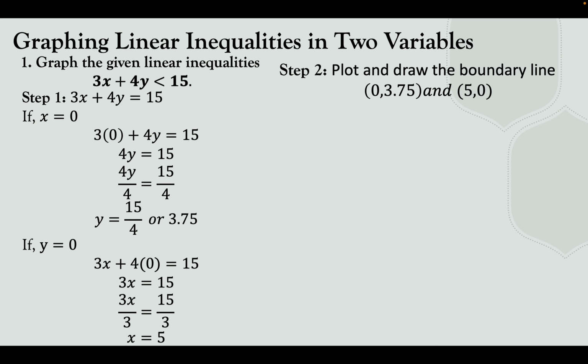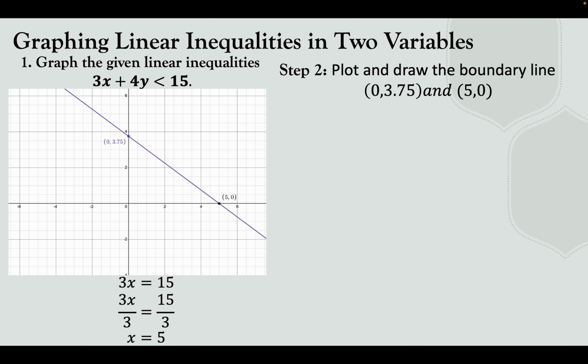Step number 2, we can now plot and draw the boundary line. So we will use the given points, the y-intercept and x-intercept. If our x is 0, we will get y as 3.75. And if our y is 0, we will get x equals 5. Now we have the boundary line for this one. We will use a broken line for this one, class.